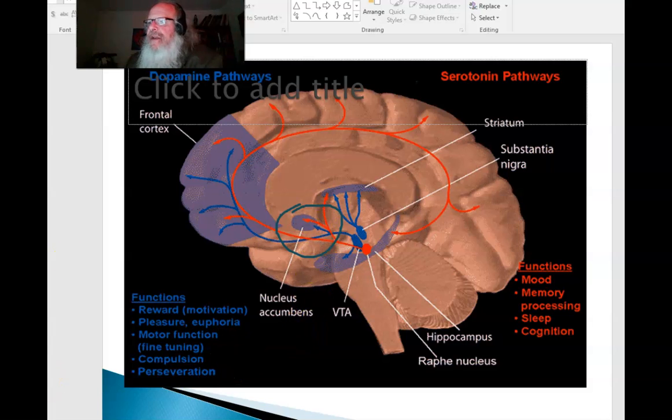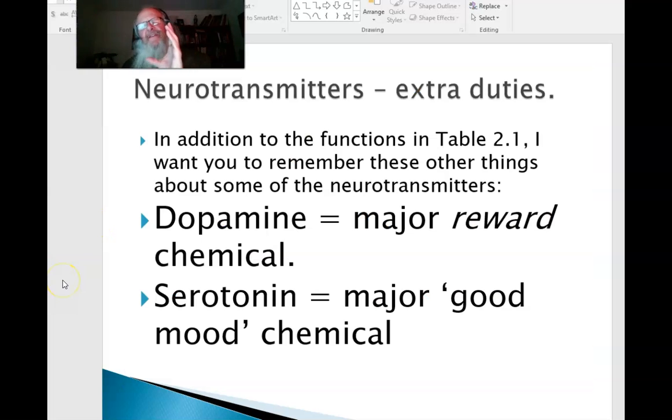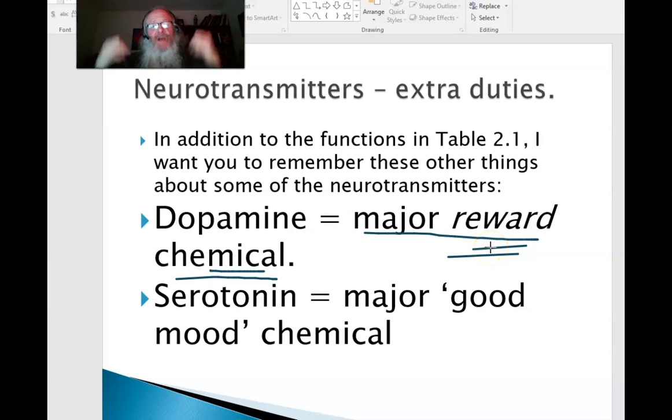And the thing about the nucleus accumbens is it's the major reward center of the brain. So if you're looking over the table, and I want you to look over the table, in addition to the functions in table 2.1, there's some additional stuff that I want you to remember. One is that dopamine is the major reward chemical. Anytime we have any kind of experience that makes us go, yes, I want more of that, dopamine is involved.